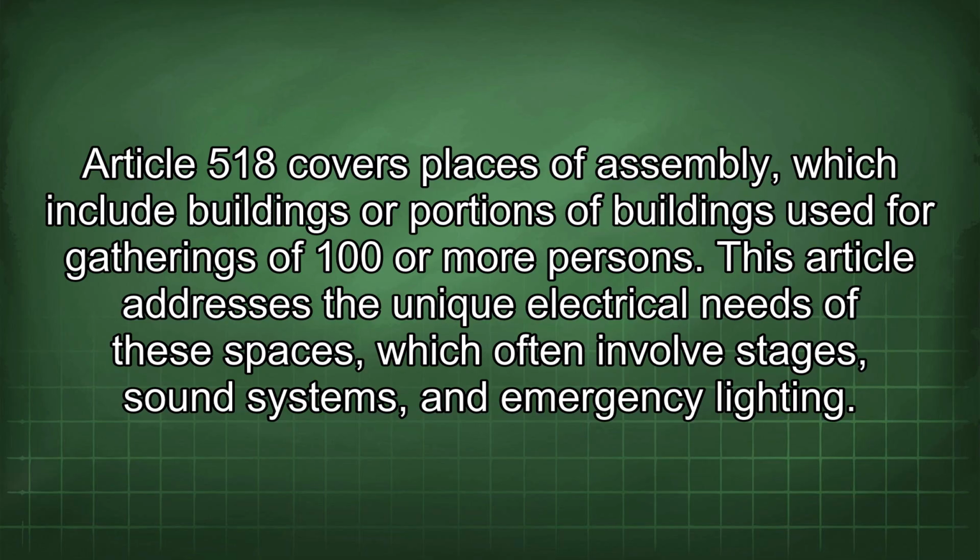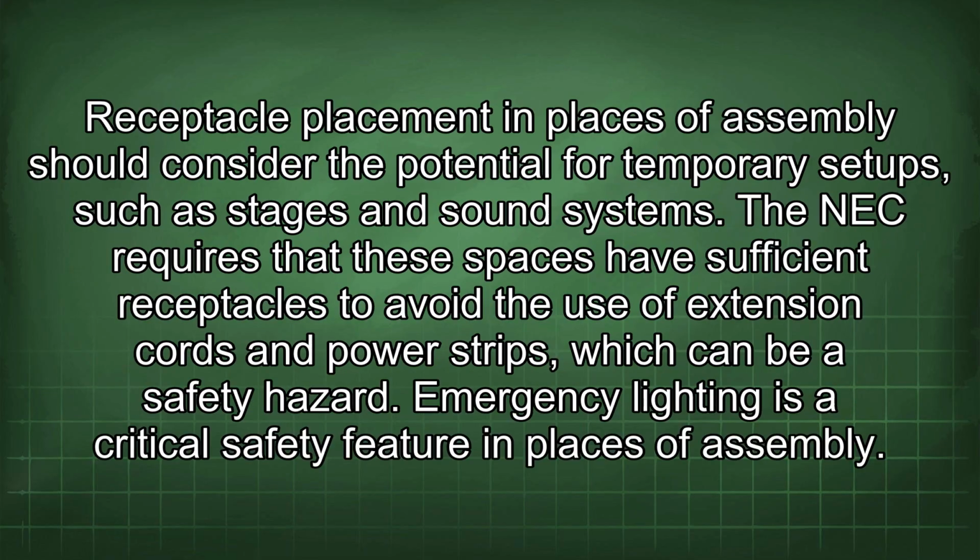Article 518 covers places of assembly, which include buildings or portions of buildings used for gatherings of 100 or more persons. This article addresses the unique electrical needs of these spaces, which often involve stages, sound systems, and emergency lighting. Receptacle placement in places of assembly should consider the potential for temporary setups, such as stages and sound systems. The NEC requires that these spaces have sufficient receptacles to avoid the use of extension cords and power strips, which can be a safety hazard.